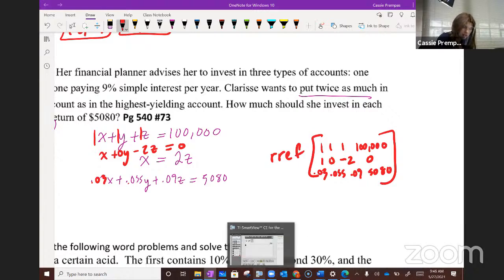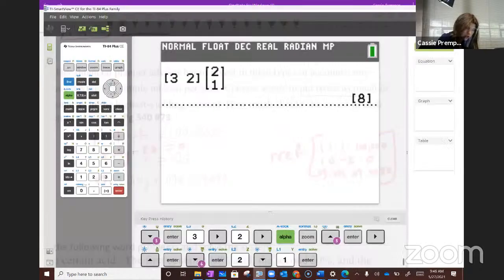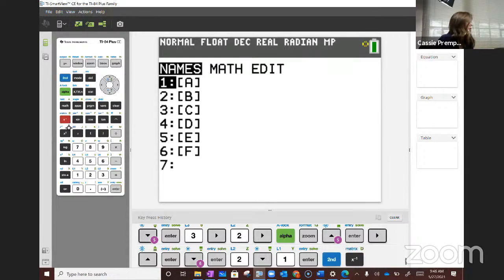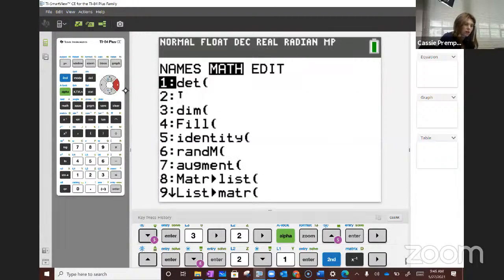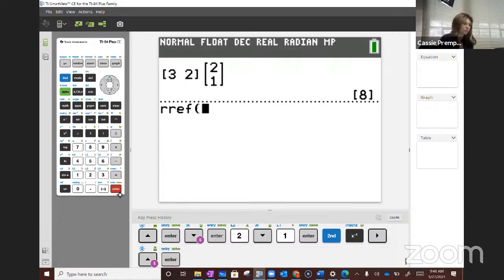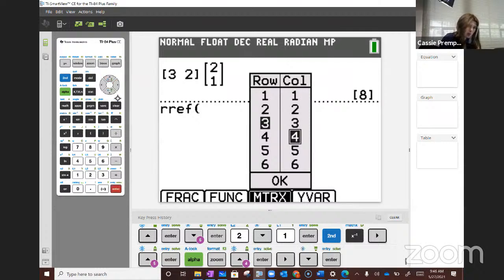Okay, do we remember how to access RREF? Nope. Oh, no. Let's review it. If you go to second, matrix, do you remember where to go after that? So second, x to the negative first, excuse me. You go to math, and then press the up button to RREF, which is letter B. And then how do we enter in a matrix? Alpha zoom. This matrix would be what dimension? 3 by 4, awesome. And then I press OK.